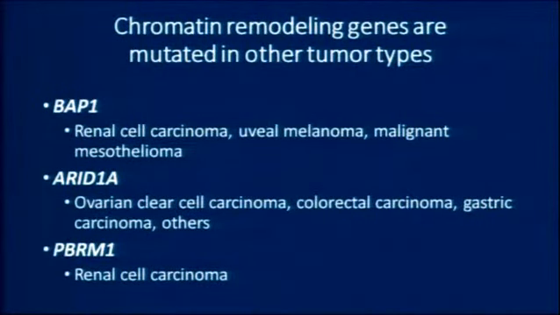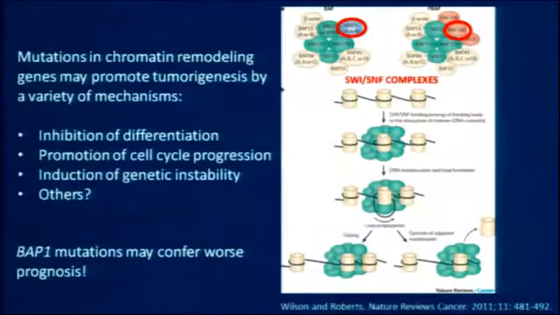Each of these genes is actually known to be mutated in at least one other tumor type, so none of them are new to the field of cancer genetics. BAP1 is mutated in renal cell carcinoma, uveal melanoma, and mesothelioma. ARID1A is in a ton of tumor types. It was first described in ovarian clear cell carcinoma, but it's also in colon and stomach. And PBRM1 is also in renal cell.